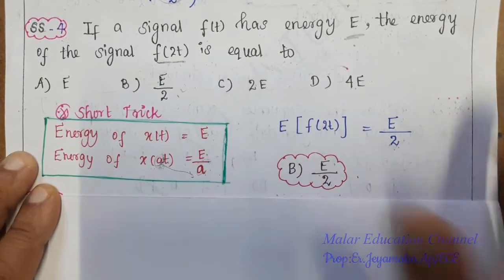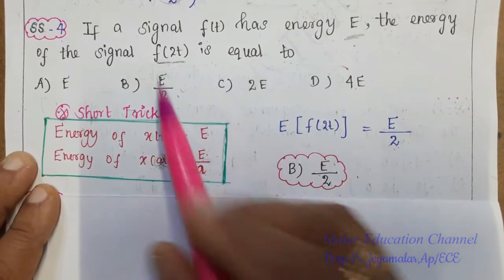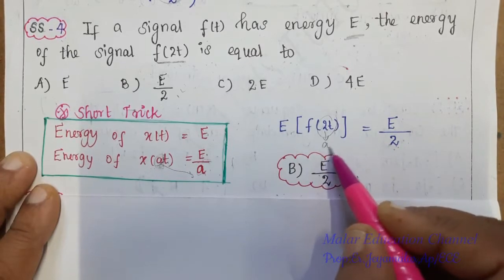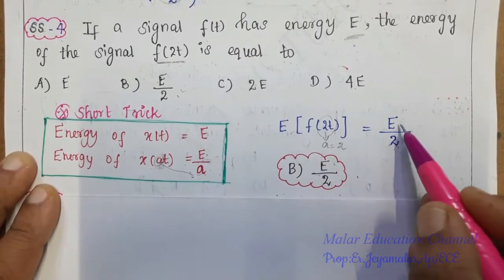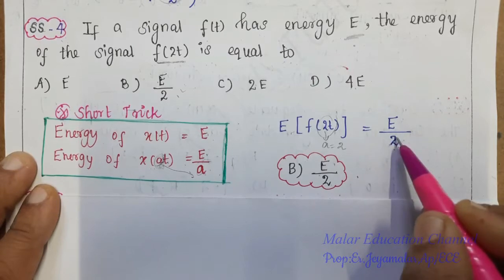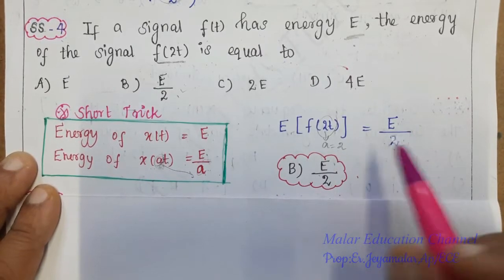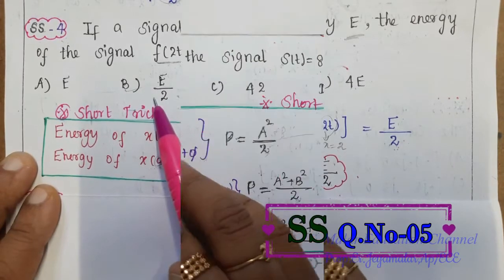The same formula applies here. The given function is f of 2t. Here the a value is 2. Let's substitute into the formula, energy equals E by a. So a equals 2, so E by 2. The answer is option B.